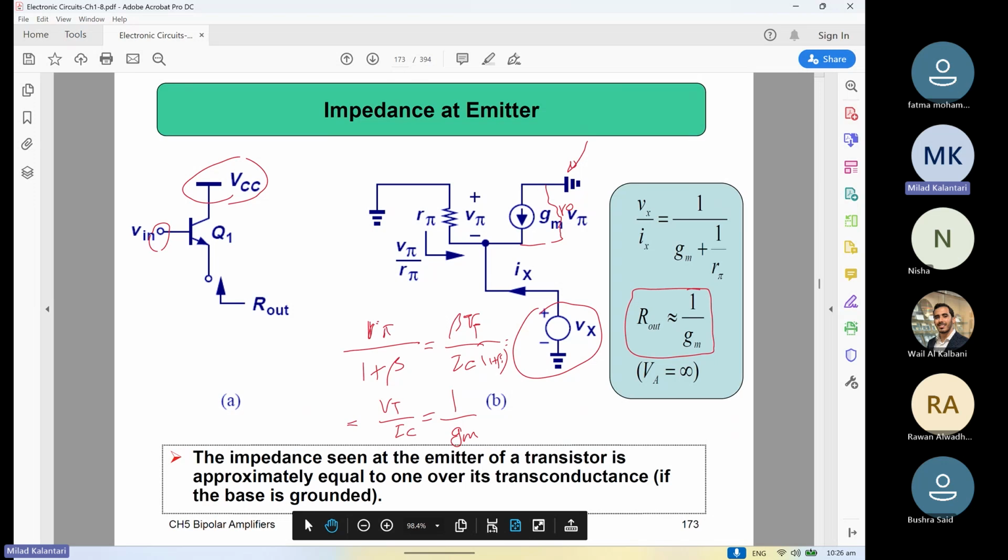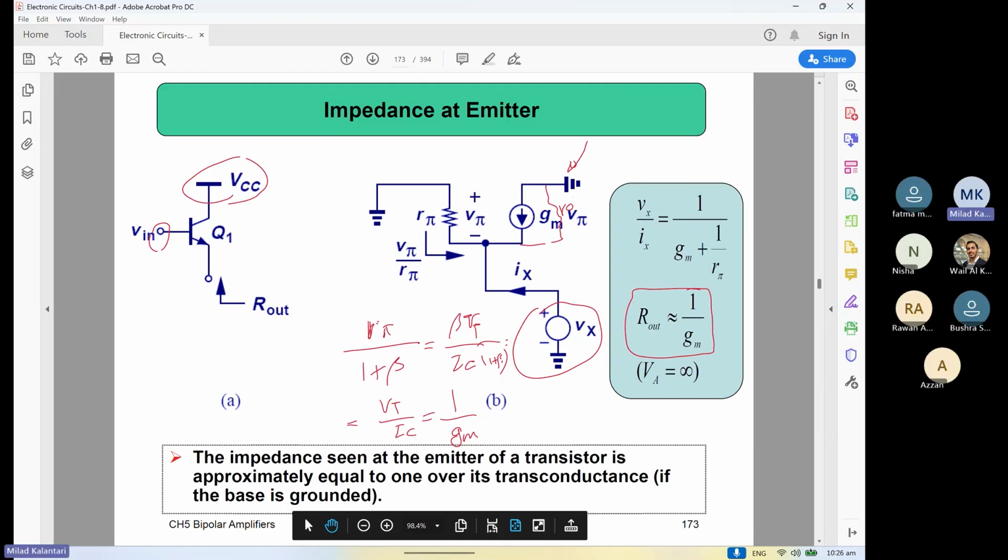So you need to remember that 1 over GM is considered a very low impedance, right? So now we have three impedances. One is RO, which is a big impedance. The R pi is kind of a mild impedance, not too big, but not too small. And there is this 1 over GM impedance, which is considered a small impedance.